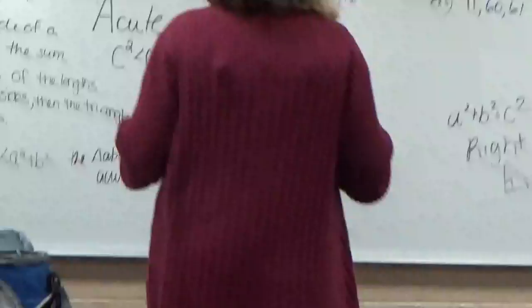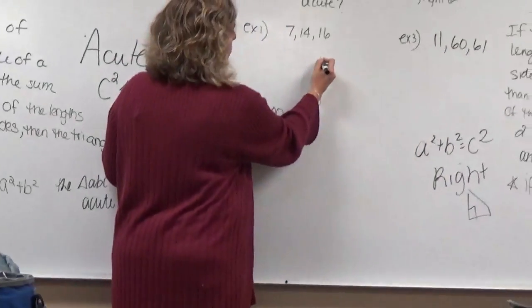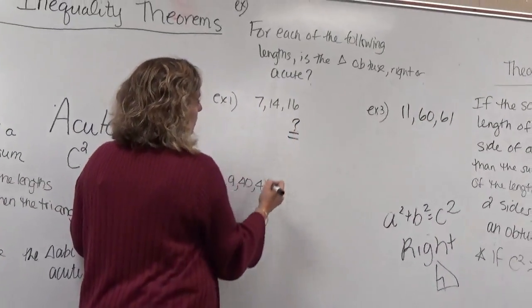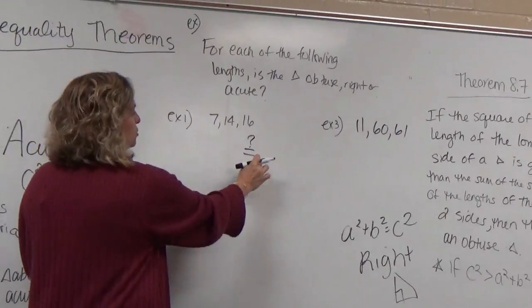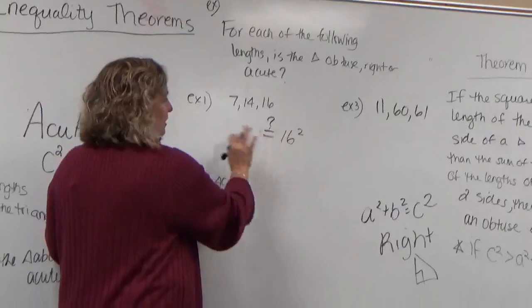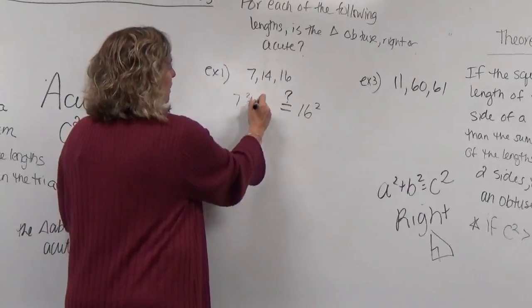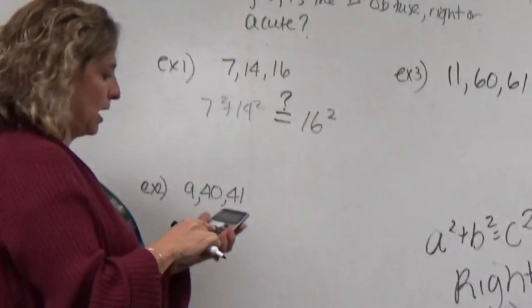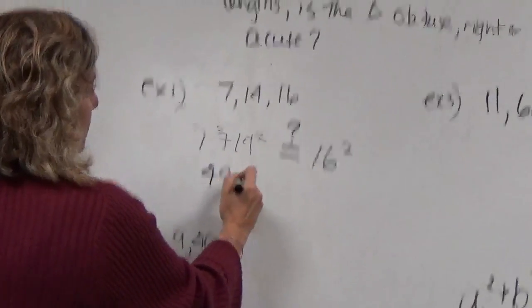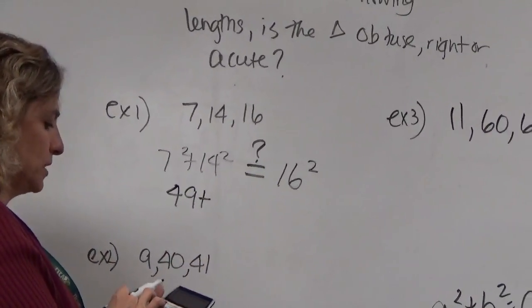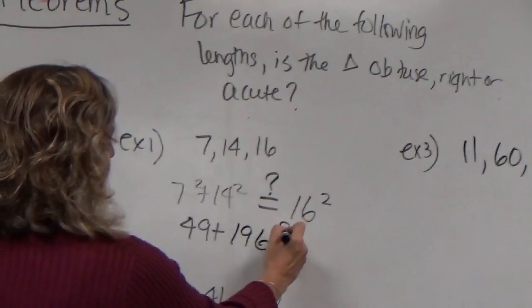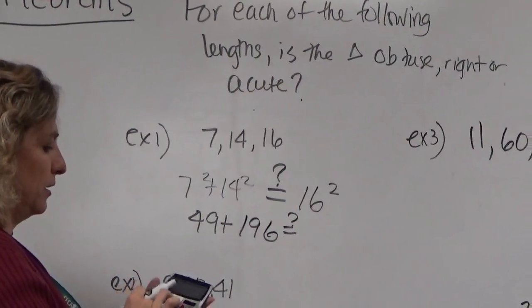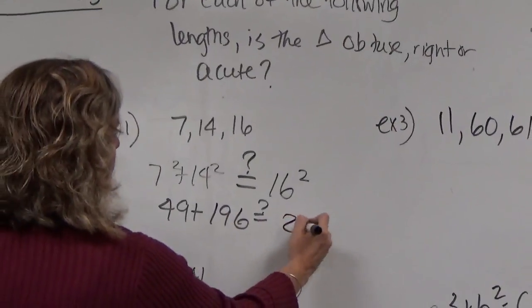Because I have to square all this stuff, I'm going to put an equal sign here because I'm not sure what's going to happen. 16, I'm always going to make sure that's on the c squared side. So what I have to do is square these two and then see what happens. I know 7 squared is 49, 14 squared is 196, and 16 squared is 256.